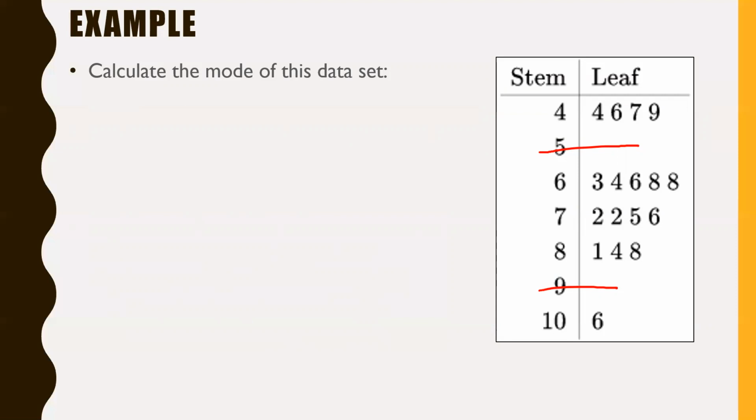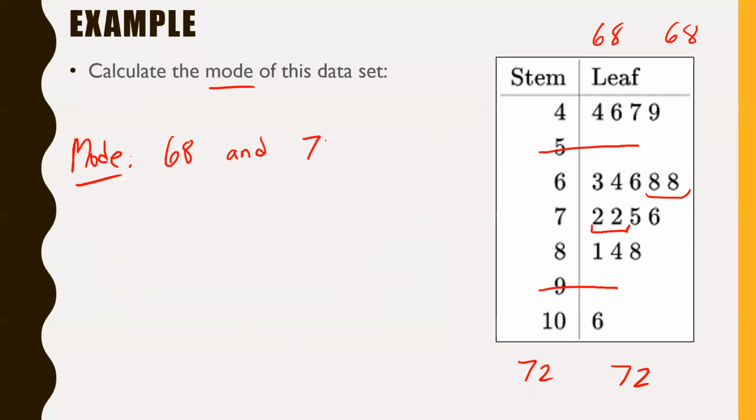Bottom line, we're looking for the mode, so we're looking for the number that appears the most. If you scan through this, you're going to see that in the 60 row, where the stem is 6, 8 appears twice. So 68 appears twice in this data set. Now notice also in the 70s row, 2 appears twice. So 72 is a number that appears twice in this data set. Looking through the rest of this list, we don't have anything else that follows that same pattern. So the mode of this data set is actually 68 and 72.